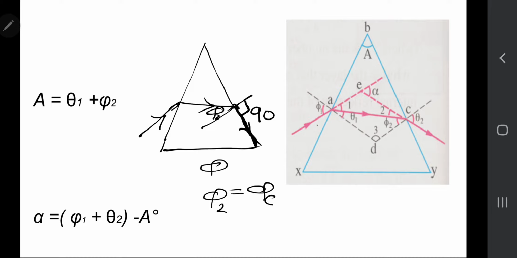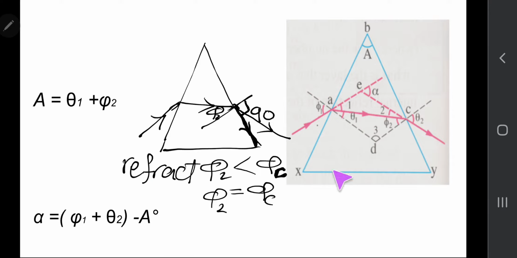But when phi 2 is less than the critical angle, the ray refracts normally and forms theta 2, and emerges from the prism.